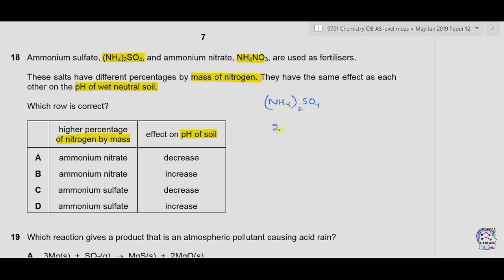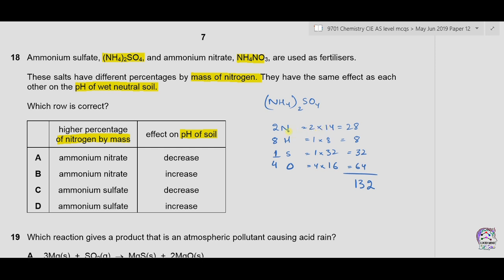We have 2 nitrogen atoms, 8 hydrogen atoms, 1 sulfur, 4 oxygen. So it will be 2 into 14, 28 for nitrogen, 1 into 8, 8 for hydrogen, 1 into 32 for sulfur, and 4 into 16 for oxygen. So the molecular mass is 132.